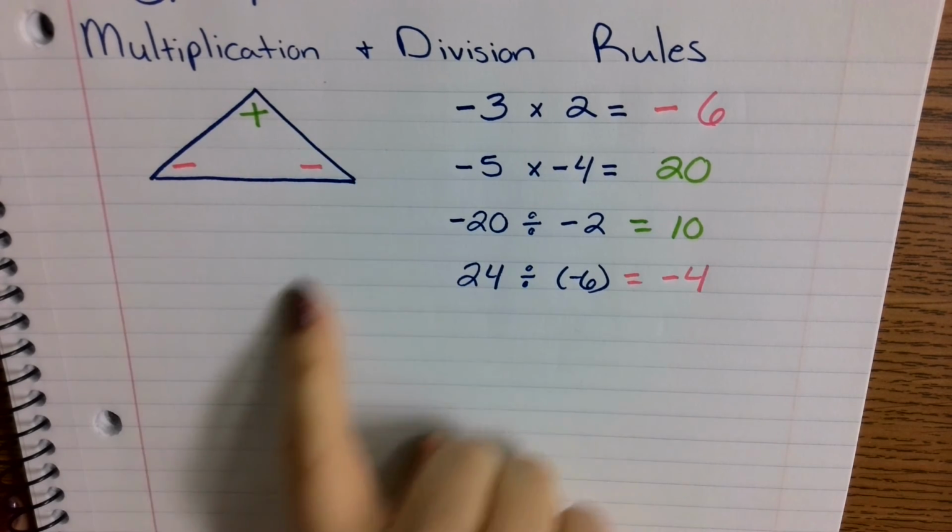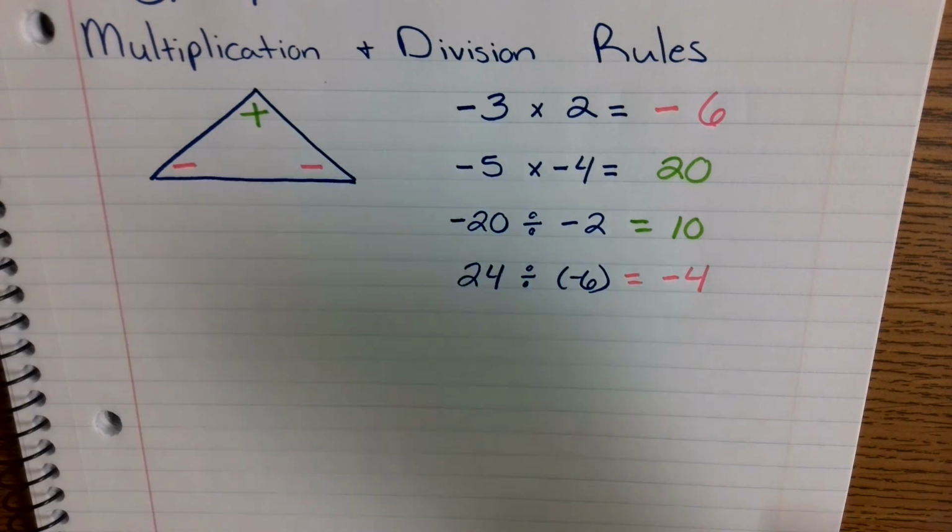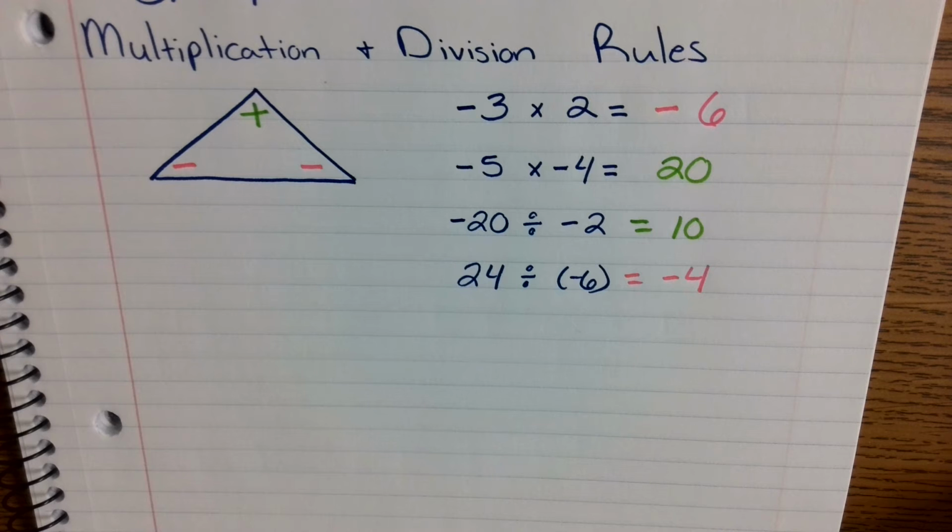This triangle, once again, only works for multiplication and division. It's not for addition, it's not for subtraction. You guys already learned those rules.